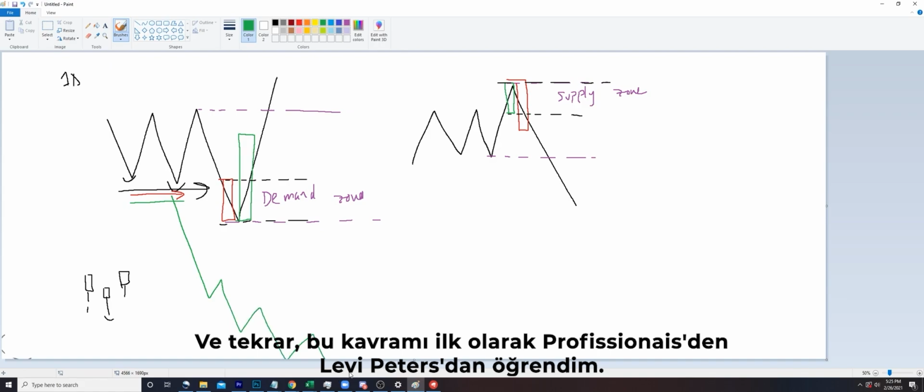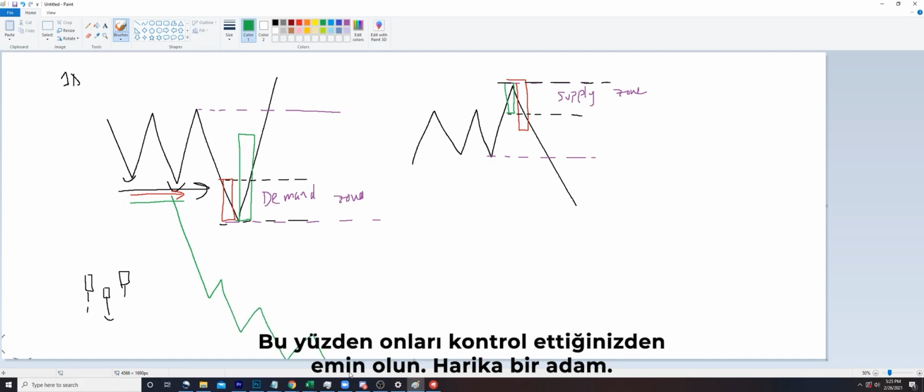And again, this is a concept that I first understood from Levi Peters on Proficient FX. So make sure you check him out.